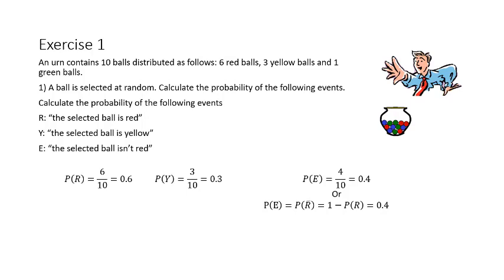Probability of red. How many red balls do we have? 6 out of 10. Probability of yellow. How many yellow balls do we have? 3, so 3 out of 10. Probability of E: the selected ball is not red. There are two ways to solve this exercise. The first way is to count the number of balls that are not red: 3 plus 1 is 4, so 4 out of 10. Or we can use the formula of the opposite event: probability of R bar equals 1 minus probability of R, which equals 0.4. This is part 1.